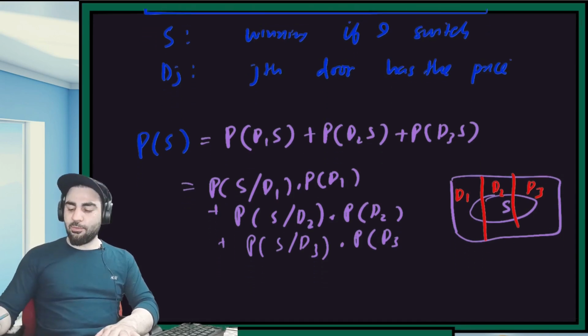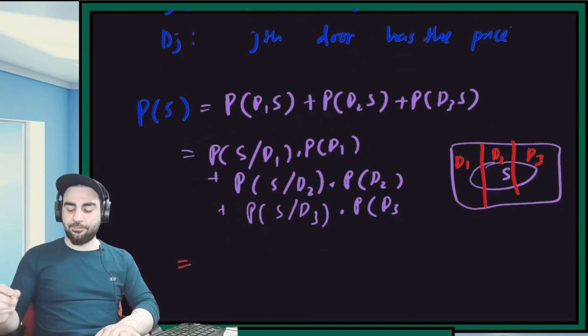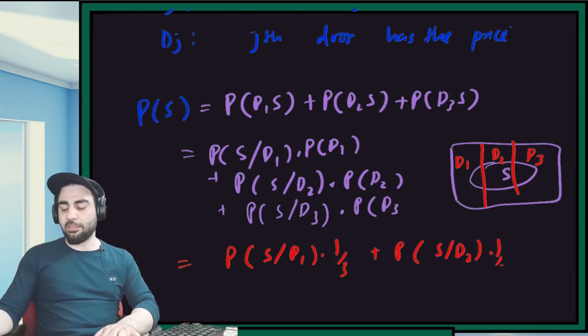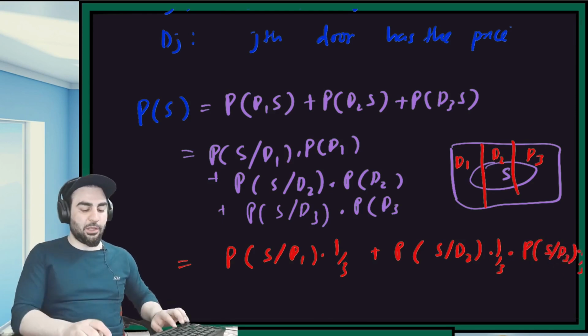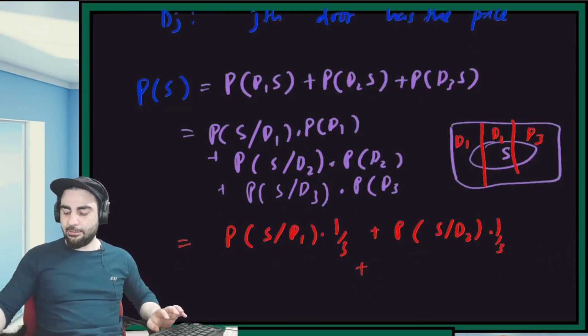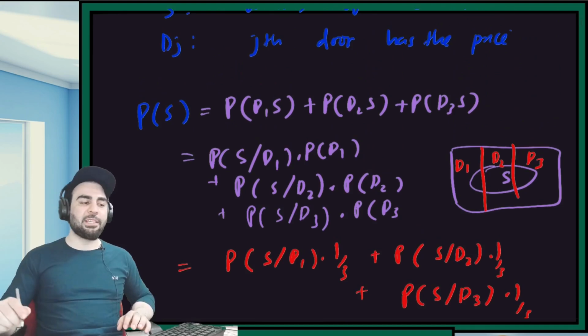Now let's assume door 1 actually has the prize. This is again a symmetric problem. Given this, what's the probability of D1? This is all 1 by 3, so I can just write 1 by 3 for everybody: probability of S given D1 multiplied by 1 by 3, plus probability of S given D2 multiplied by 1 by 3, plus probability of S given D3 multiplied by 1 by 3. Is it going out of the screen? I suppose yes. So let's write it here. So I basically used total probability over here.